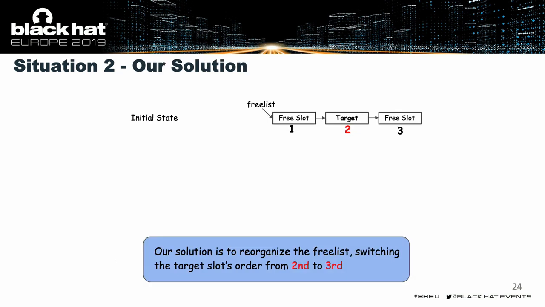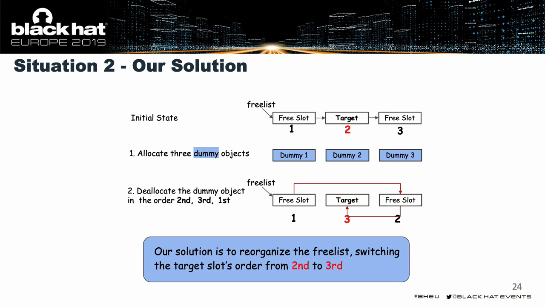Alternatively, our solution is to reorganize the free list and switch the order of the target slot. We allocate three dummy objects in the first step. Then we free them in the order second, third, and first. As deallocation is at the head of the list, the list is reorganized. In this new list, the target slot's order is third.